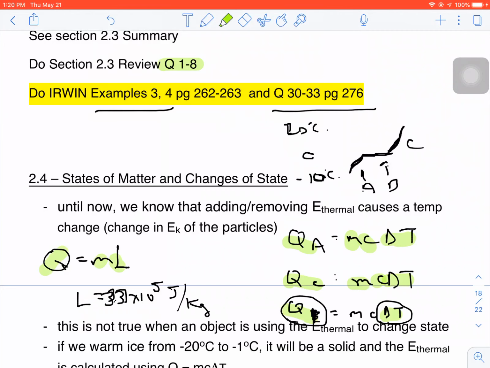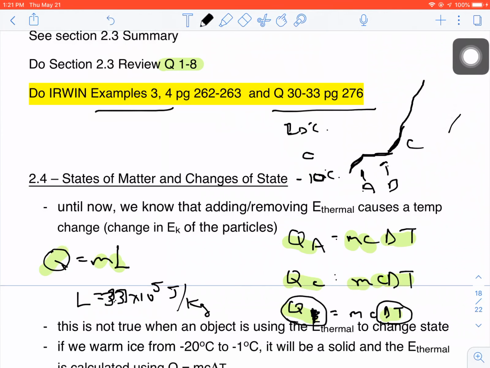Now it turns out that if I was to take that ice cube, and maybe I wasn't just watching it sitting on the desk, but maybe it was actually in an oven, and the oven was set at 150 degrees Celsius. Well, what would happen to that water? It would go up 10 degrees, 20 degrees, 40 degrees, 60 degrees, 80 degrees, 100 degrees.